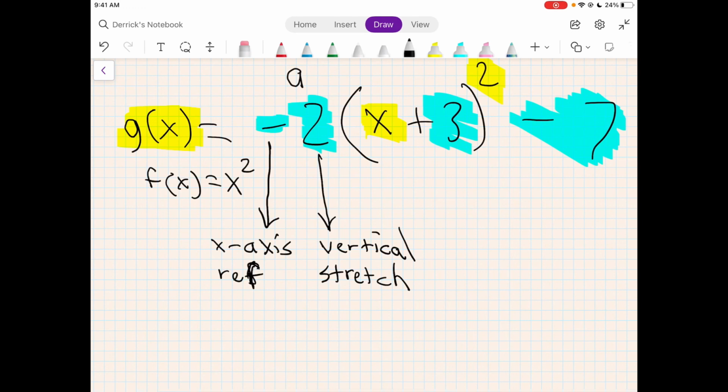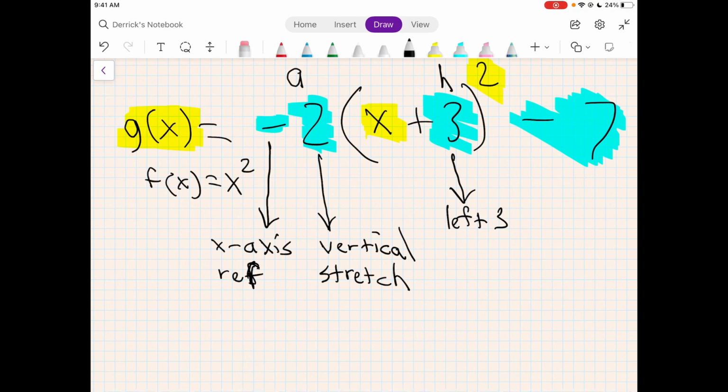Next up, we've got 3, which is in the h value spot. Remember, it is somewhat the opposite of what you would expect it to be, another reason for the common phrase of parentheses always lie. Even though it's plus, we think about that would require a negative 3 for our x value to get it back to the 0 it should be for our parent function. And so it's actually moving in the negative direction left 3 units.